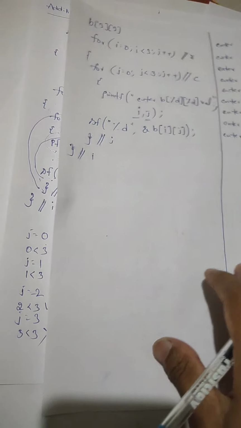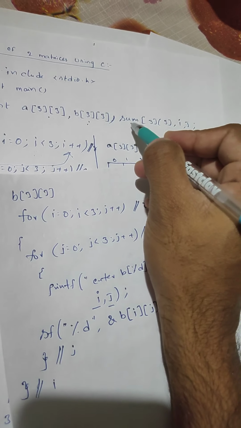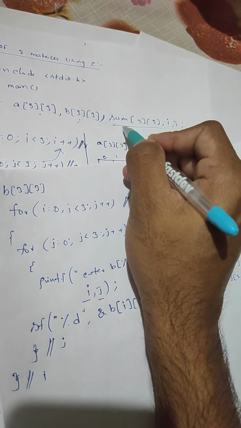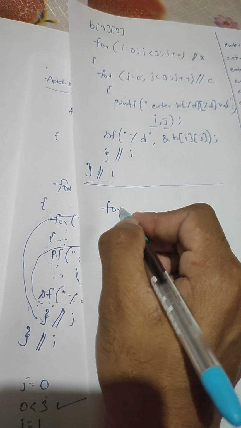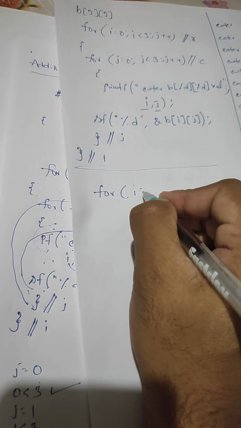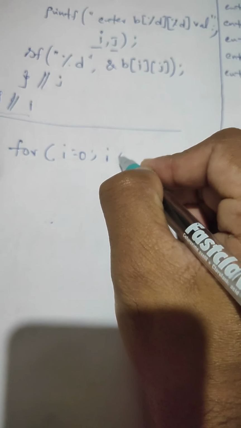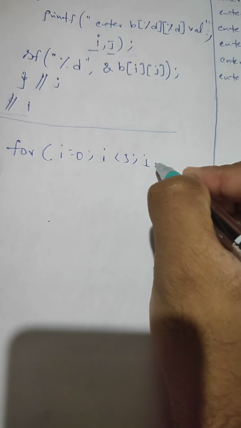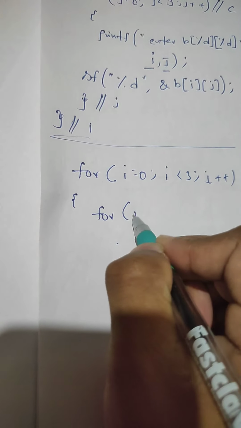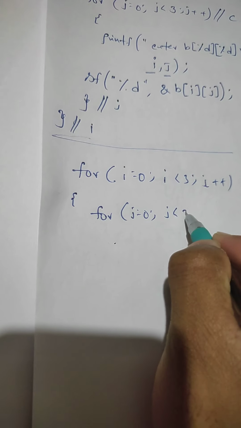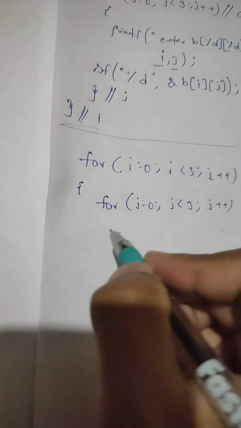So for that, previously we declared one more variable for the resultant matrix, that is sum of 3 by 3. Next, take one more for loop for resultant purpose. For i equals 0, i less than 3, and i plus plus. Next, for j equals 0, j less than 3, and j plus plus.